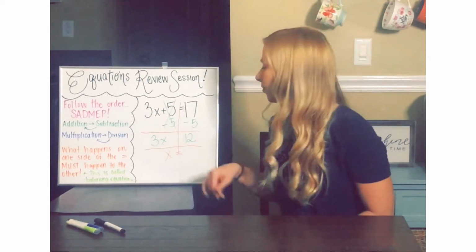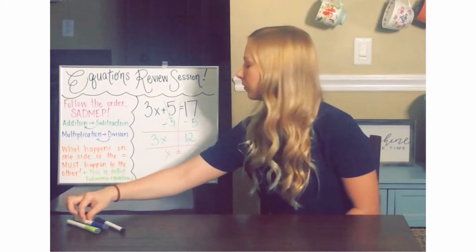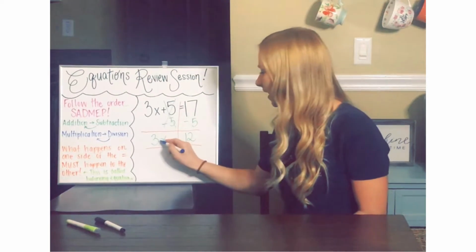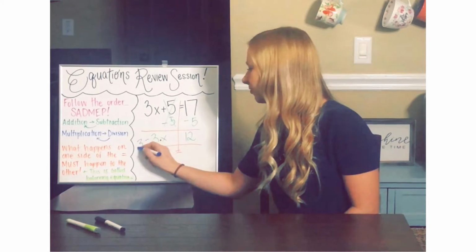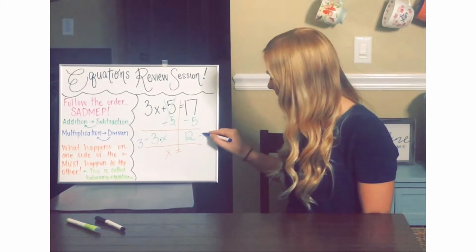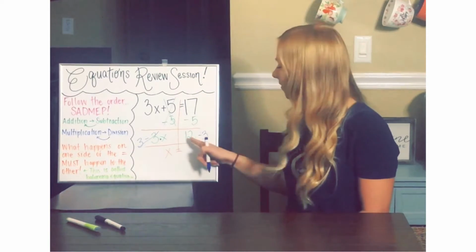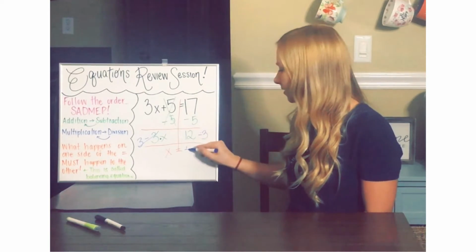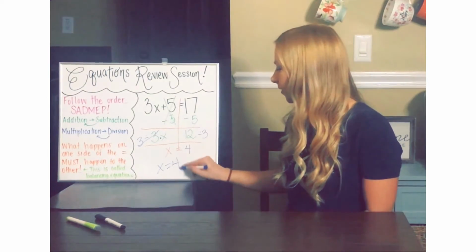Now we can move on from here. We have 3x equals 12. So to undo the multiplication that's happening in here, we will divide both sides by 3. Those cancel, the x drops down, and then 12 divided by 3 is 4. So my final answer is x equals 4.